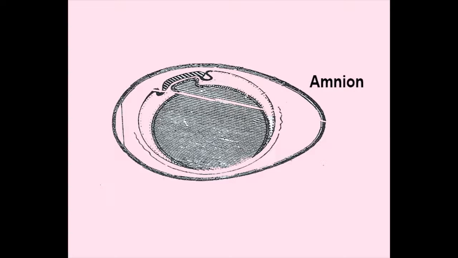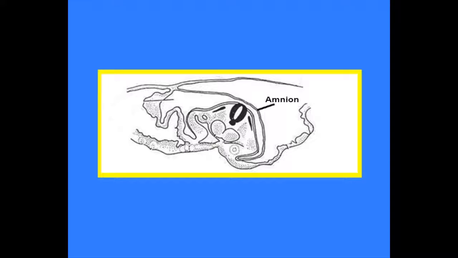The amnion consists of a layer of extraembryonic ectoderm on the inside and a layer of extraembryonic somatic mesoderm on the outside, whereas the chorion is made up of a layer of extraembryonic ectoderm on the outside and a layer of extraembryonic somatic mesoderm on the inside. The cavity between the amnion and the embryo is called the amniotic cavity. In between the amnion and the chorion is the chorionic cavity or extraembryonic coelom.